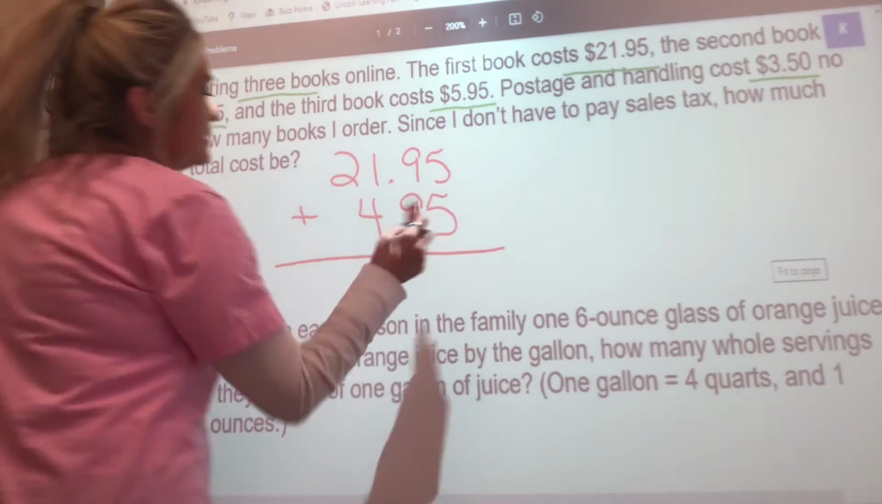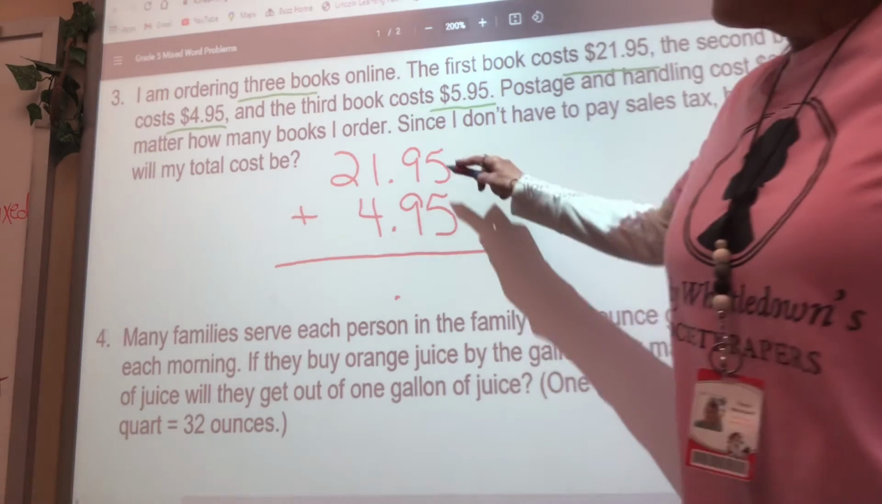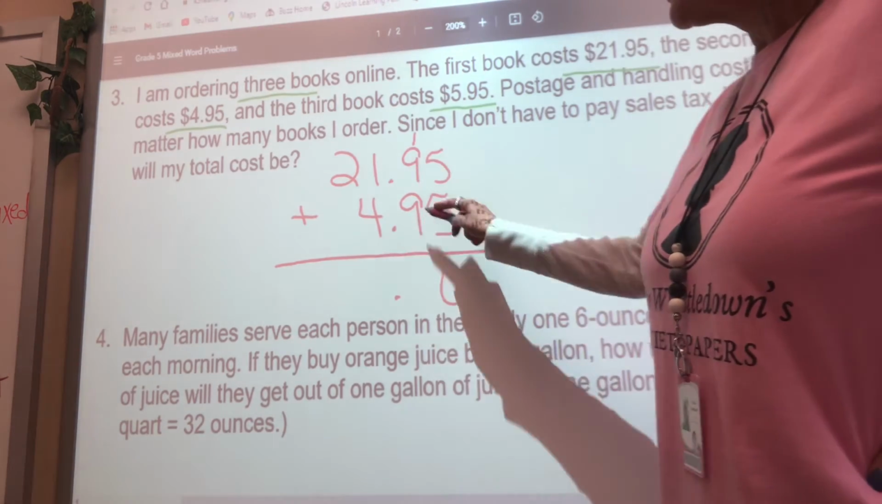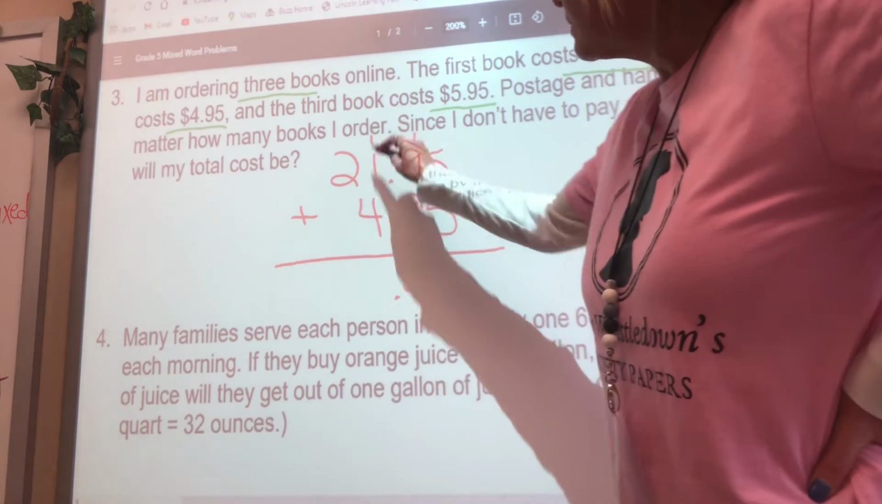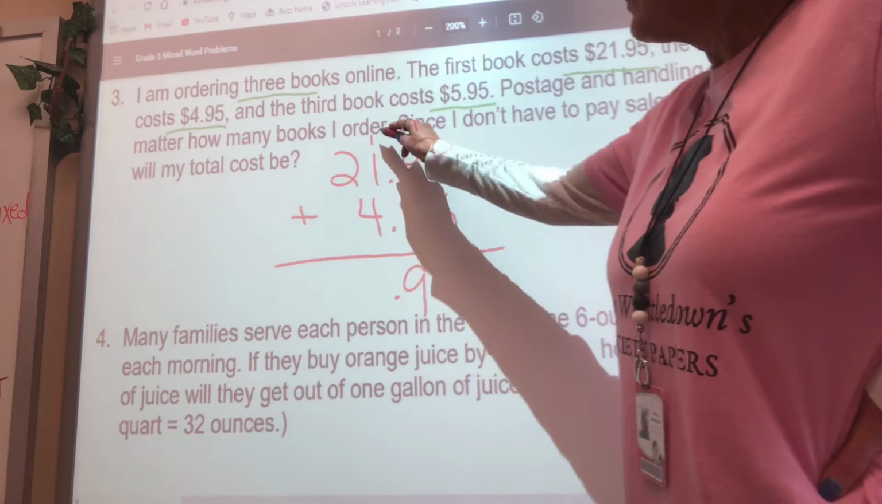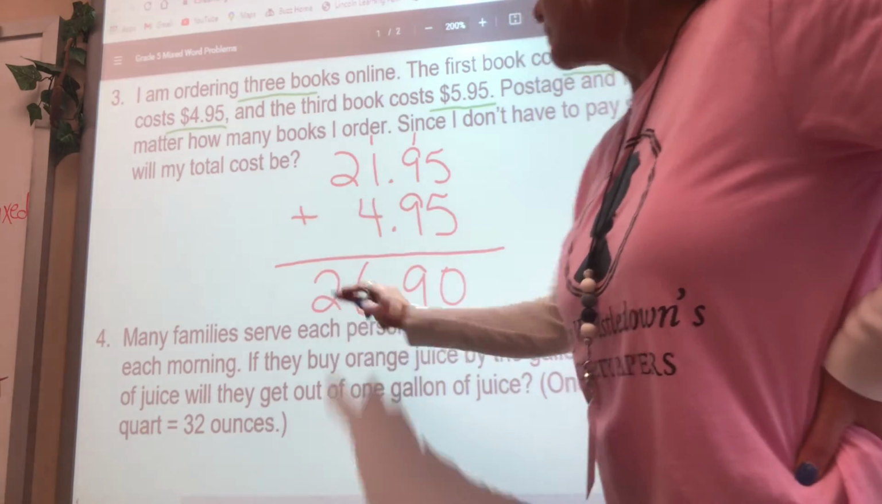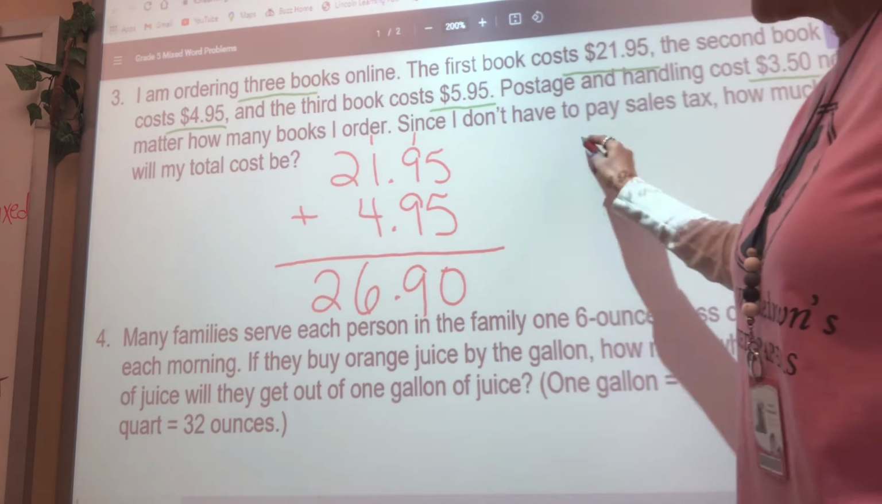$4.95, and we're just going to take two numbers at a time. 5 plus 5 is 10, carry our 1. 9 plus 9 is 18, plus the 1 we carried is 19. 1 plus 4 is 5, plus the 1 we carried is 6, and 2 plus nothing is still 2. So that's for 2 of our books, but we had a third book.